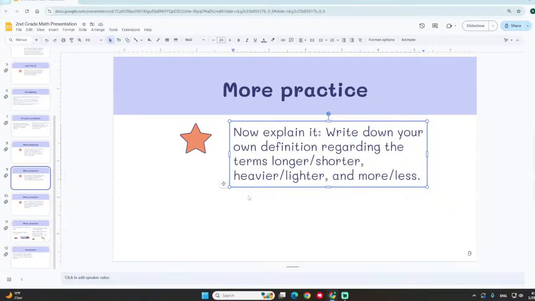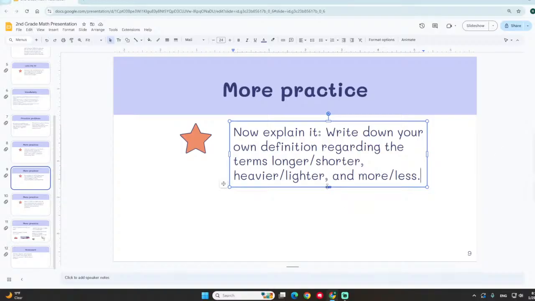Okay, so now let's go through some definitions. Just to review, if an object has greater length or greater height, then it is taller or longer. So if it has greater length, it's longer, and if it has greater height, then it is taller. Let's say your desk is longer than your notebook. And then shorter is when the length or height is less than another object. And these are adjectives that you use to compare different objects.